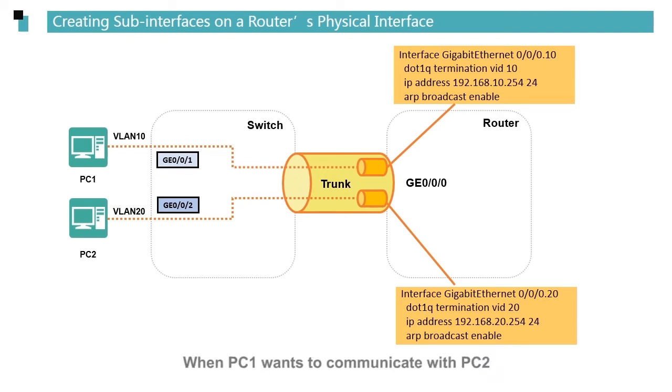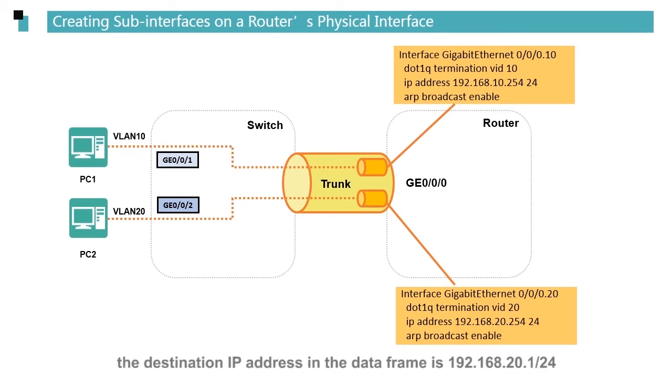When PC1 wants to communicate with PC2, it sends an Ethernet data frame to the switch. Upon receipt of the data frame, the switch adds a VLAN tag with the ID of 10 to the data frame, and then sends it out through the trunk. After the router's GE0/0/0 receives the VLAN tagged data frame, it finds that the data frame is tagged with VLAN 10. Therefore, the router's GE0/0/0 removes the VLAN tag with the ID of 10 and sends the data frame to GE0/0/0.10 corresponding to VLAN 10.